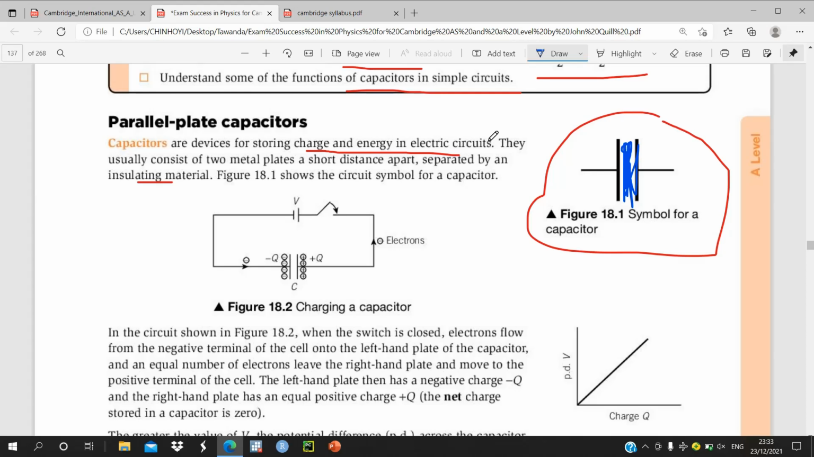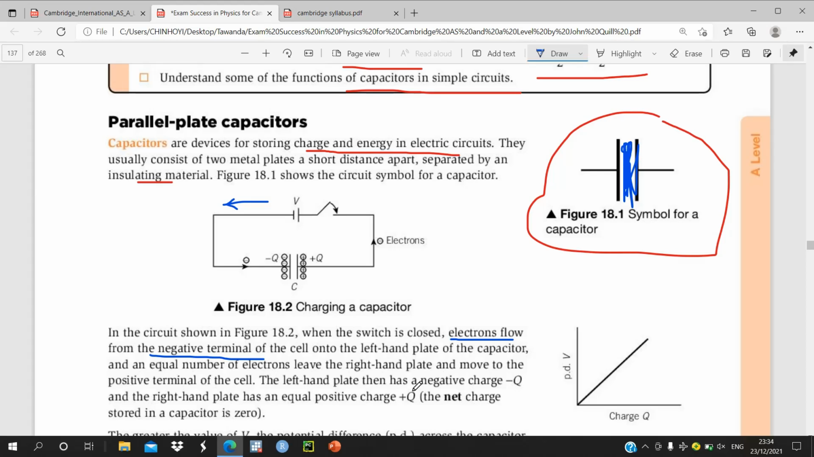In the circuit above, when the switch is closed, electrons are going to flow from the negative terminal, in this direction, into the left hand plate of the capacitor, and an equal number of electrons will leave the right hand plate and move to the positive terminal.